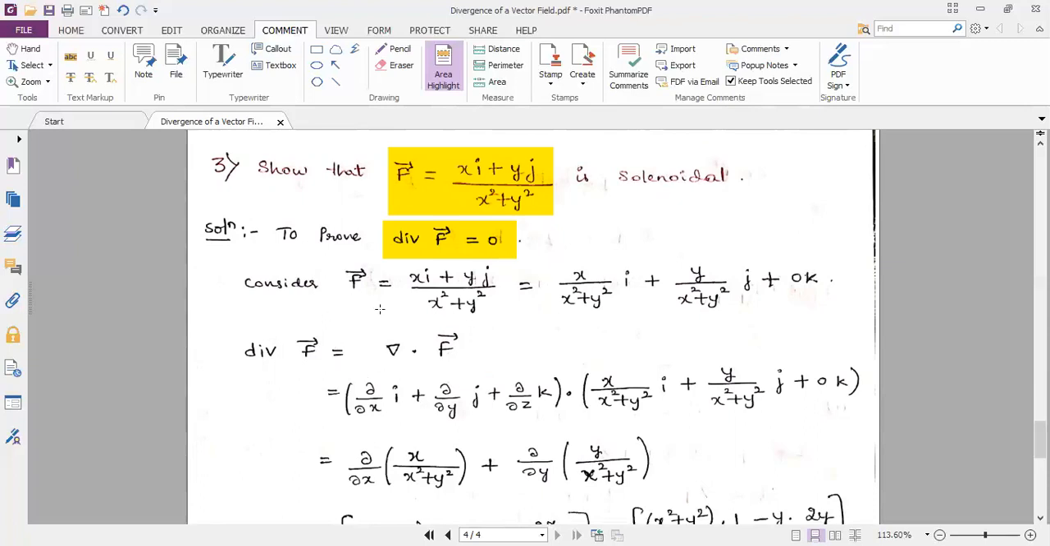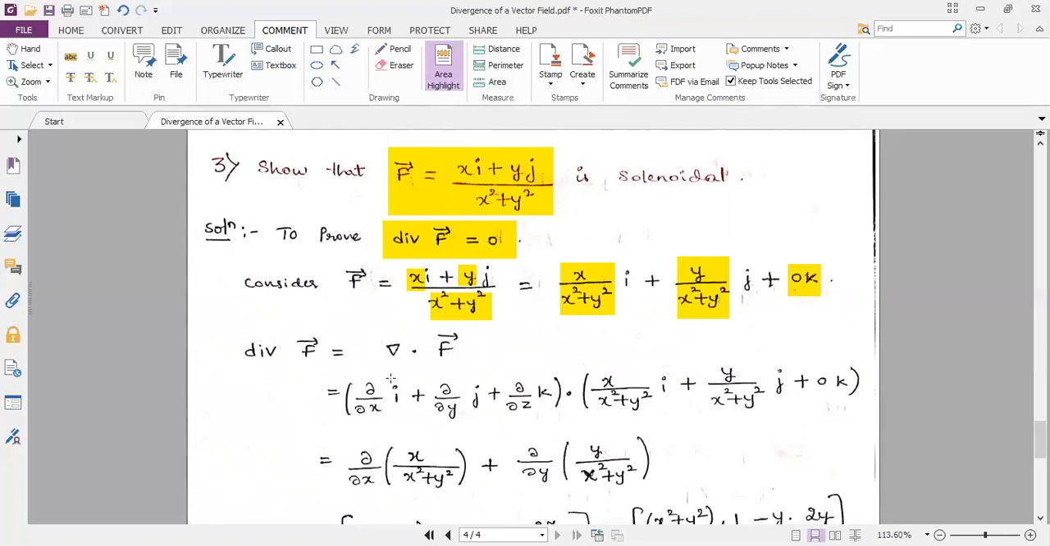Consider the given function f. We'll split it into separate i component, j component and k component. So first term, x divided by denominator: x/(x² + y²) into i. Second term, j component, y/(x² + y²) into j. There is no k component, so 0k.